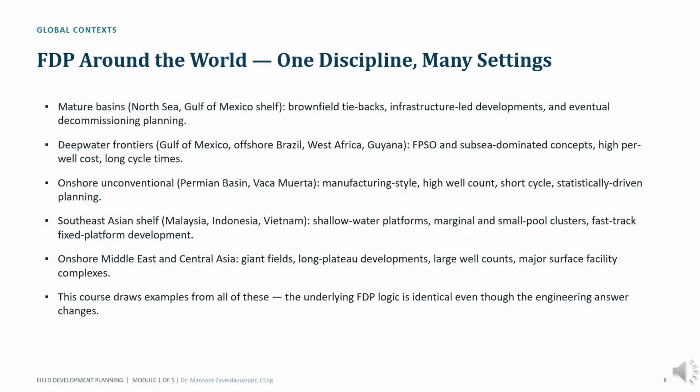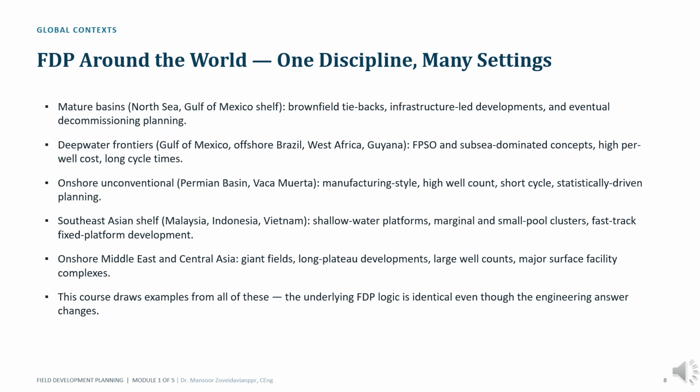Field development planning is practiced in many different operating environments around the world. In mature basins such as the North Sea, development often focuses on tiebacks and maximizing the use of existing infrastructure. In deep-water provinces such as Brazil, West Africa, Guyana, and the Gulf of Mexico, projects are typically centered around subsea systems and floating production facilities. In unconventional basins such as the Permian or Vaca Muerta, development often follows a manufacturing-style approach with large numbers of wells and short development cycles.